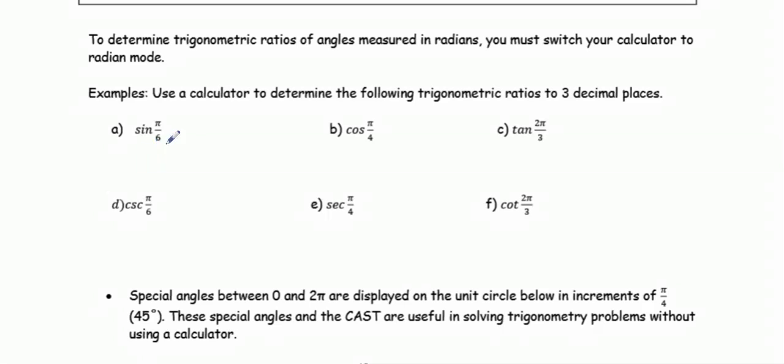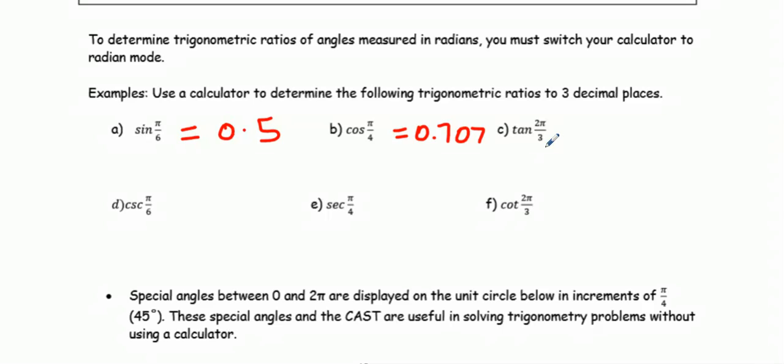That's exactly 0.5. Okay, the cos of pi by 4, let's not even think about it in terms of degrees, let's just put in pi by 4 into our calculators and find the cos of that, and I'm getting 0.707.